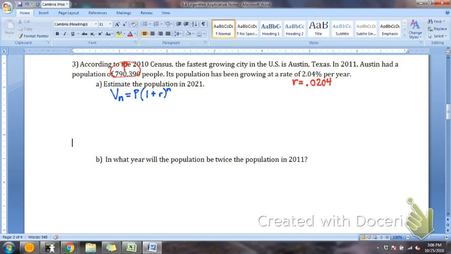And then what is the N value here? Let's think about what the N value is. Is it 2021? Is that my N value? When was the census taken? Or when did they give me the value? 2010. Okay, in 2010 it was the fastest growth, but it says in 2011 is when that population existed, right? So how many years have passed from 2011 to 2021? 10. So that's going to be my n value. Sometimes we have to do a little bit of work to find out what n is. 2021 minus 2011, 10 years. Right, so my n value is 10.